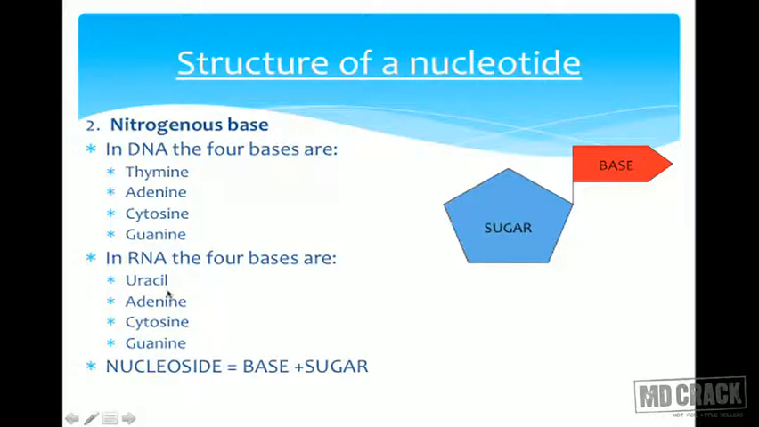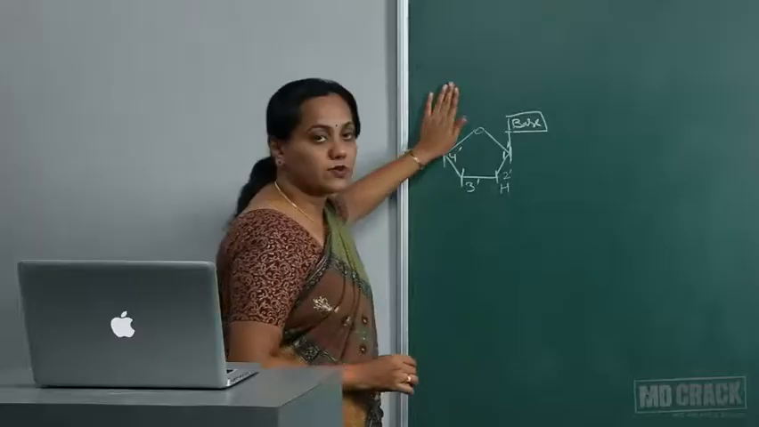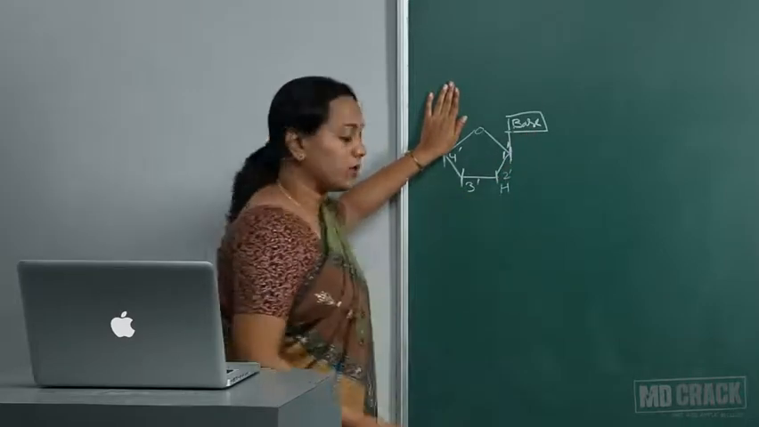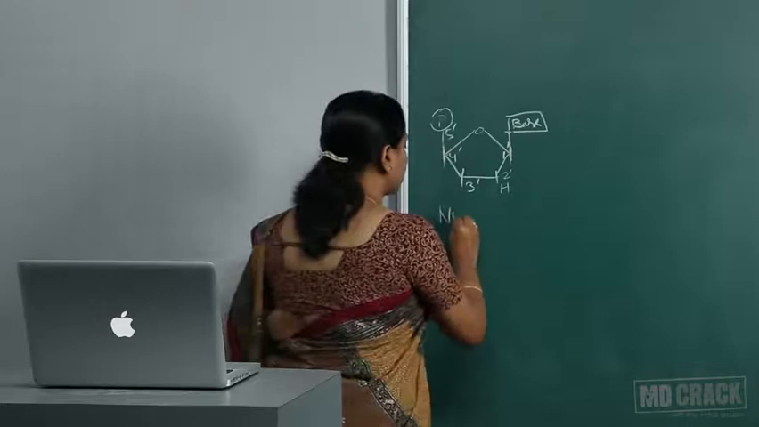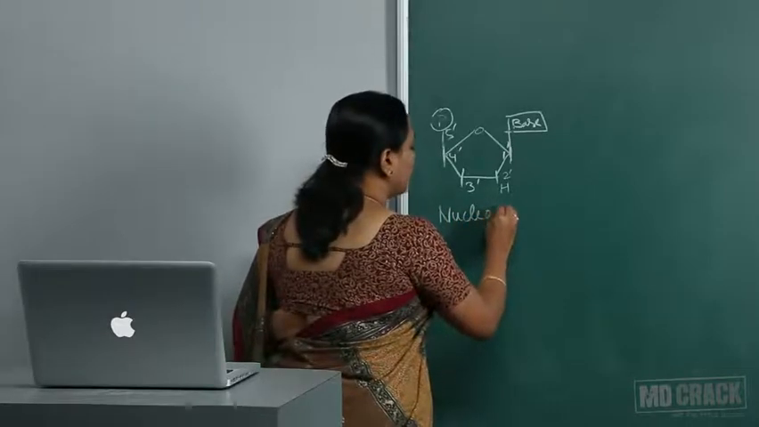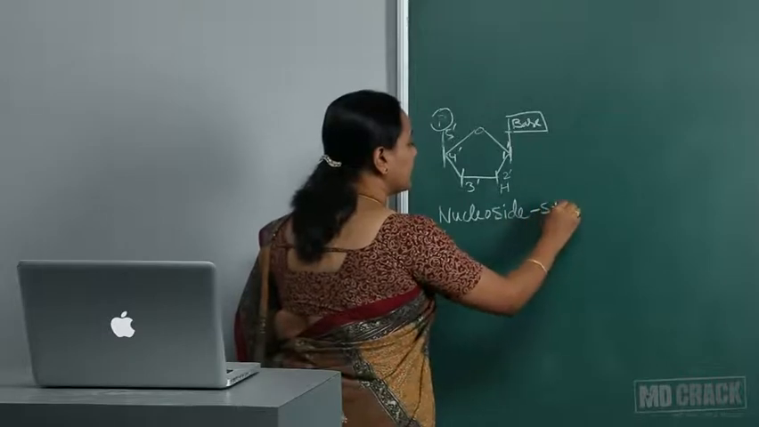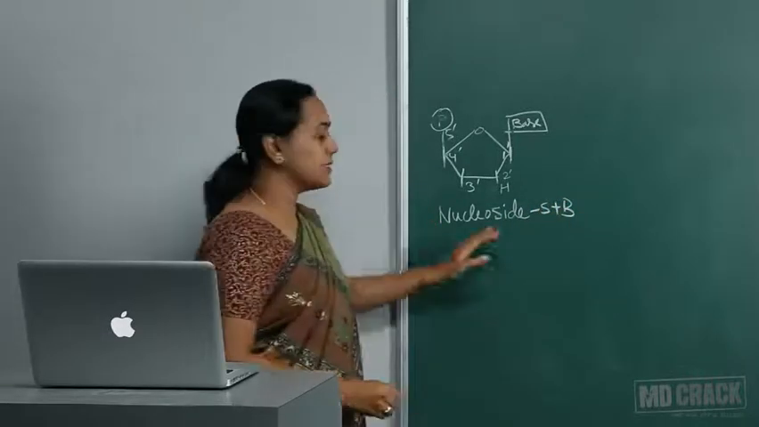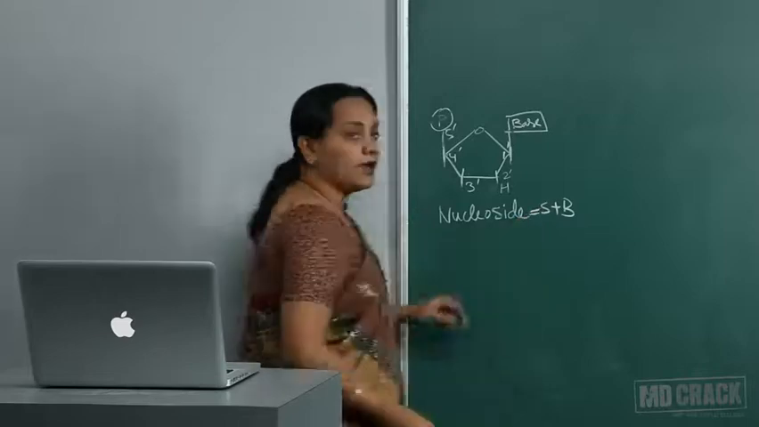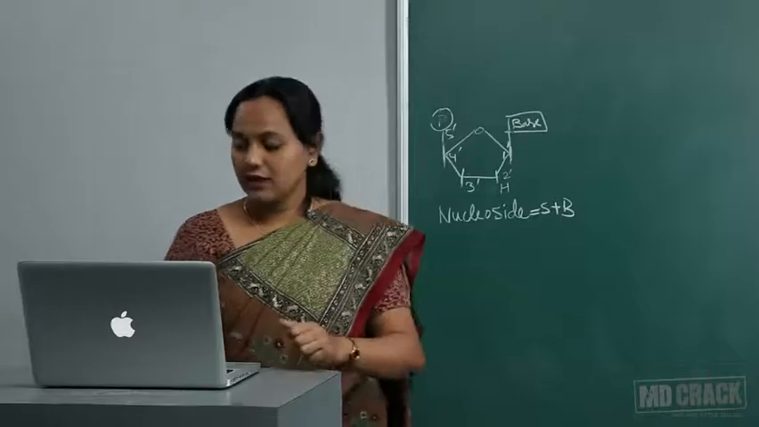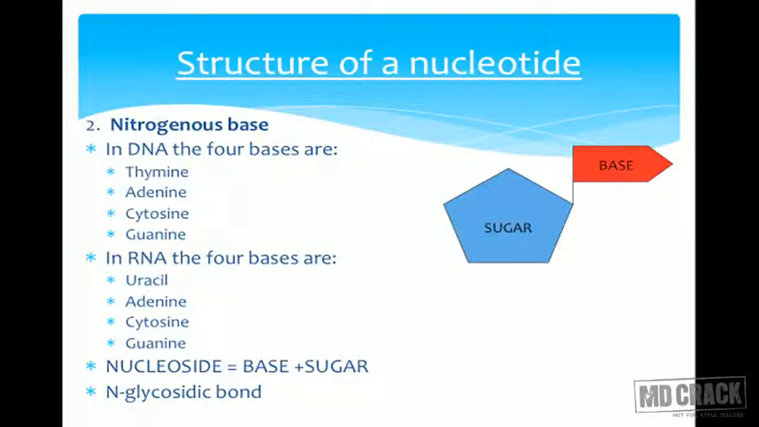And what is this now called? Without the phosphate group, a pentose sugar with a base, we call it a nucleoside. Nucleoside, this is important, is sugar plus base. Sugar plus base is a nucleoside. And now we go ahead. Let us look at the bond between the base and the sugar, which is an N-glycosidic bond.